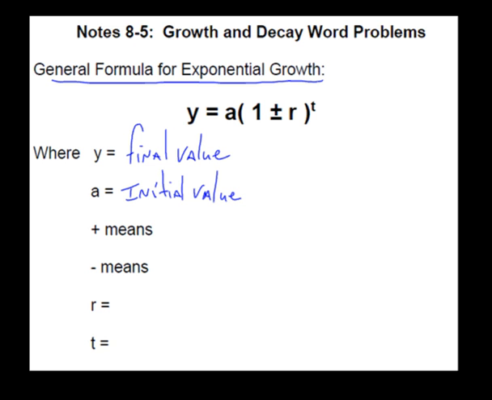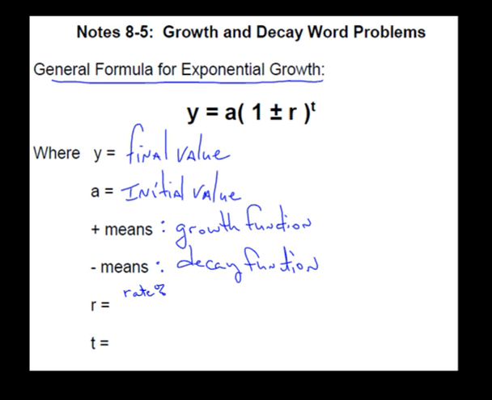Our plus sign, in this case, if it's going to be 1 plus r, that means this is going to be an exponential growth function. And since this one is a growth function, that means that this one must be a decay function. R is our rate. That is a percentage. So we put our percentage. We can divide it by 100 and change it into a decimal, or you can just change your percentage to a decimal. And then T stands for time.